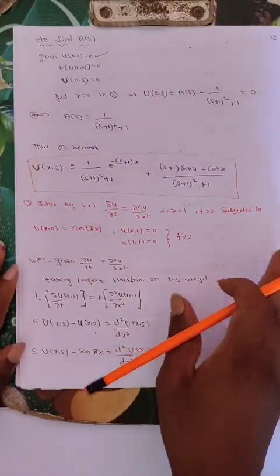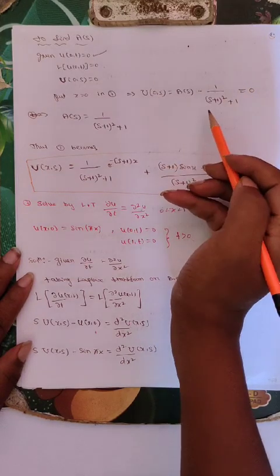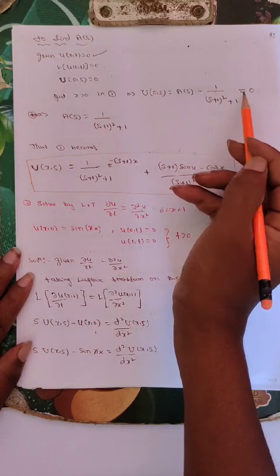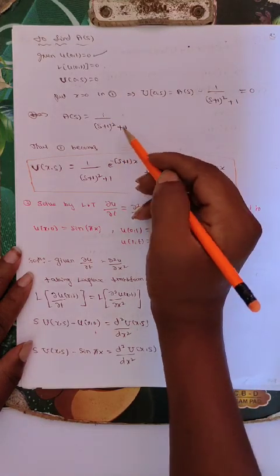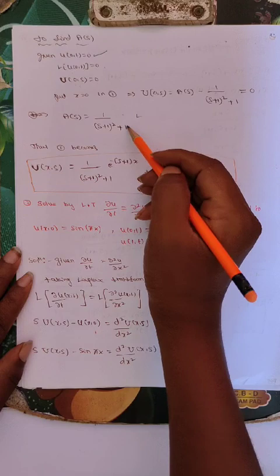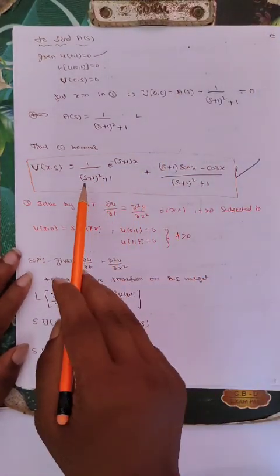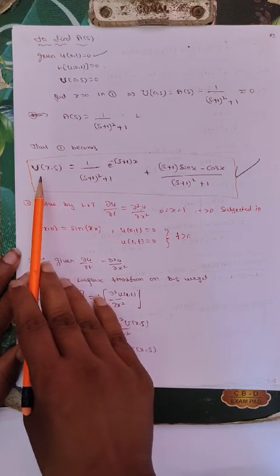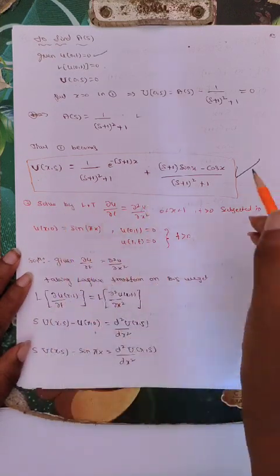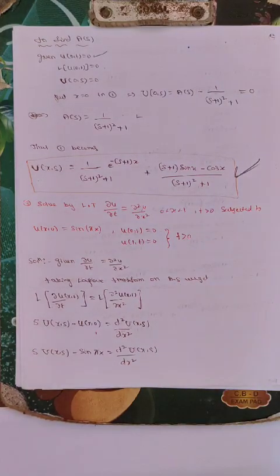Put x is equal to 0 in equation 1, then you get u of 0 comma s is equal to a of s minus 1 by (s plus 1) whole square plus 1 is equal to 0. Then we get a of s is equal to 1 divided by (s plus 1) whole square plus 1. This value is substituted in equation 1, then you get the final result. Now we have to apply the inverse Laplace transform for this, but it is very difficult to find these values, therefore this is only the final solution.